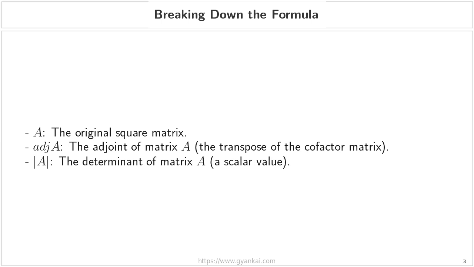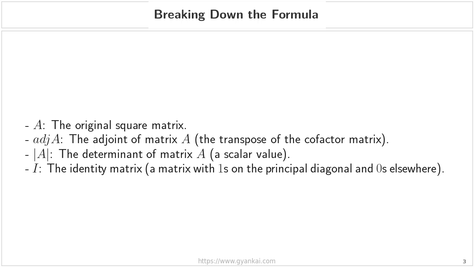Then, we have the vertical bars surrounding A, which denotes the determinant of matrix A. It is very important to remember that this value is a scalar, meaning it is just a single number, not a matrix. We also have the letter I, which represents the identity matrix. You can think of this as the matrix version of the number 1. It is a square matrix with ones on the principal diagonal and zeros everywhere else.